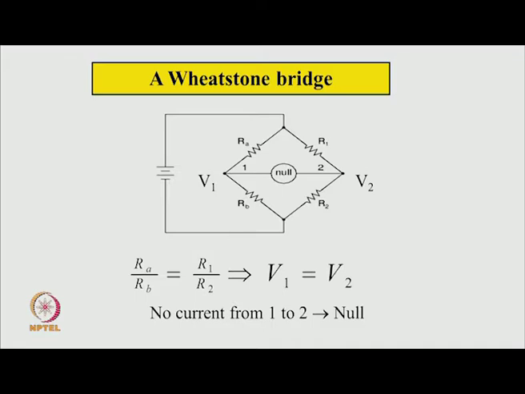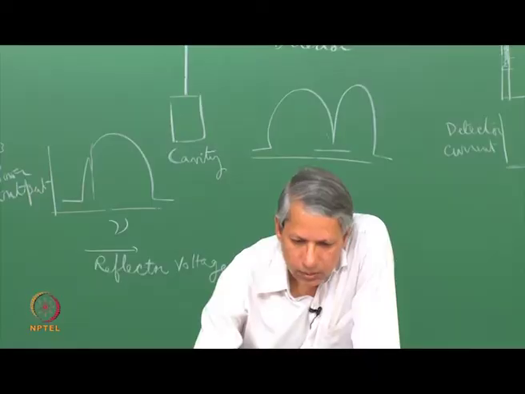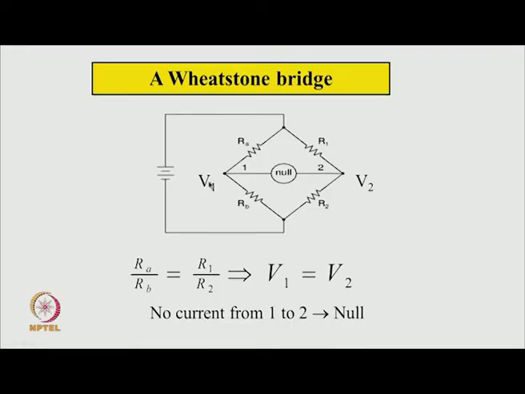Now, why does it happen that the phase changes? An analogy is probably useful here. Let us see the Wheatstone bridge. Here these 4 resistances Ra, Rb and R1, R2 are arranged in this fashion and connected to a battery here. Now, if the ratio Ra by Rb is equal to R1 by R2, then voltage V1 is exactly equal to V2. So, there is no current going through this, and we say that this bridge has reached null condition.